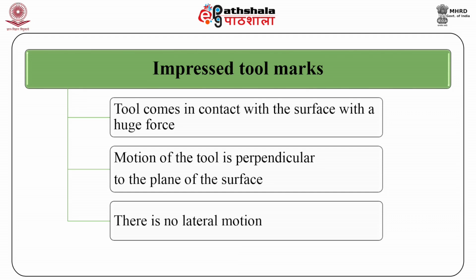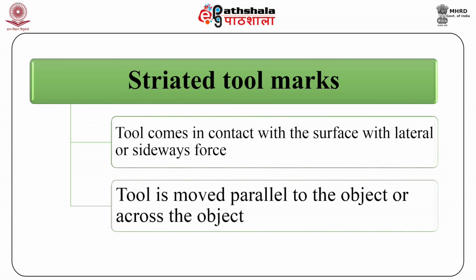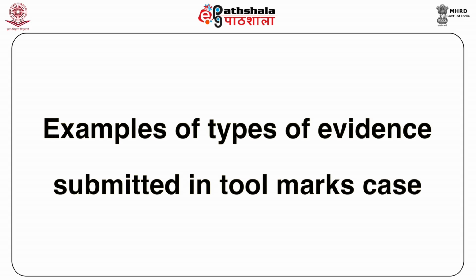Coming on to striated tool marks. Striated tool marks are the marks produced when the tool contacts an object with lateral or sideways force. In such a case, the tool is placed against an object and is moved parallel to the object or across the object. Some tool marks can be a combination of the above two types, that is striated and impressed. Let us study some examples of types of evidences submitted in tool mark cases.